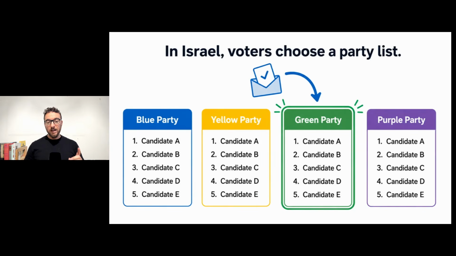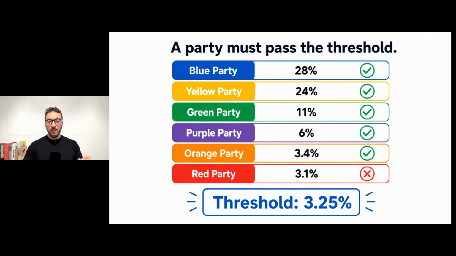But it's not that simple. There's a catch. In order to get into Knesset, it's not enough to get those votes on election day. In order to get in, a party has to pass the threshold. And the threshold is getting 3.25% of the vote. Any party that gets below that will not get in.